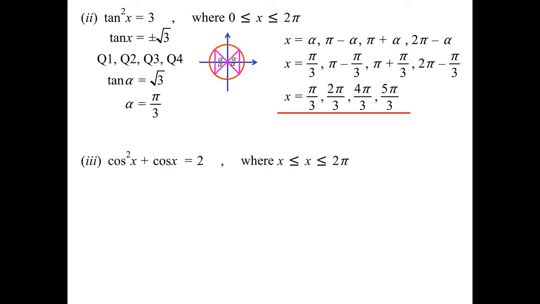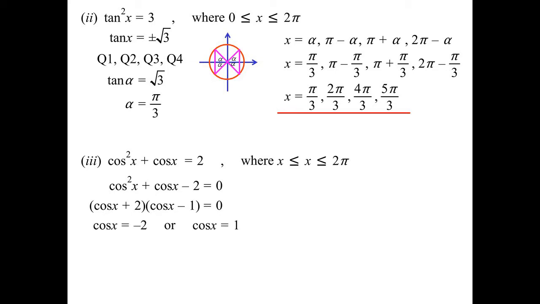Cos squared plus cos. So factorise, we get 2 possibilities there. Either cos is negative 2, or cos is 1. Now, let's deal with each of these. Cos is negative 2. Well, that's a nice easy one to solve, because it can never be negative 2. Cos, remember, goes in between minus 1 and 1. So there's no solutions to that part.